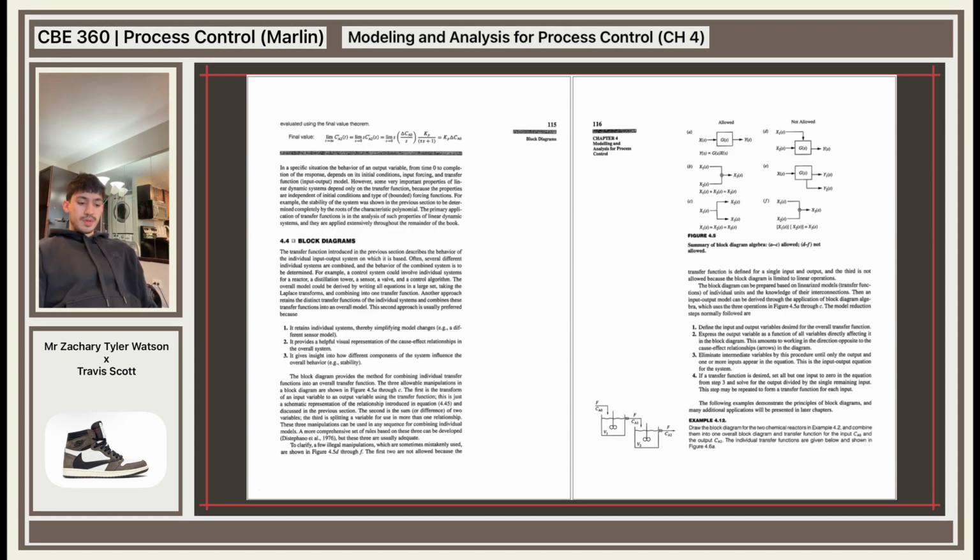The second manipulation is the sum or difference of two variables. The third manipulation is splitting a variable for use in more than one relationship. And these three manipulations can be used in any sequence for combining individual models. A more comprehensive set of rules based on these three can be developed, but these three are usually adequate.